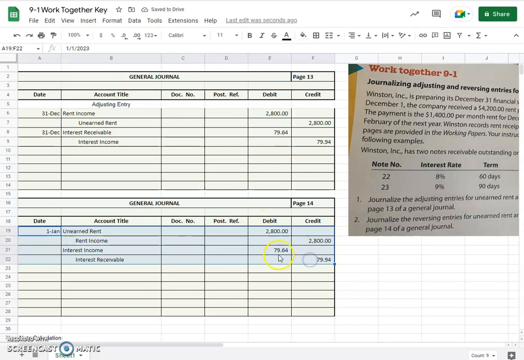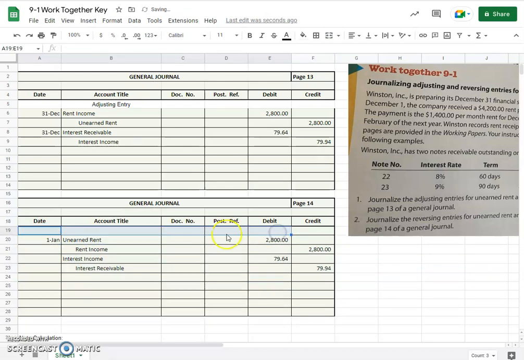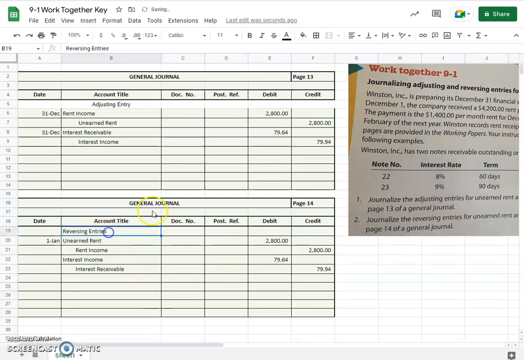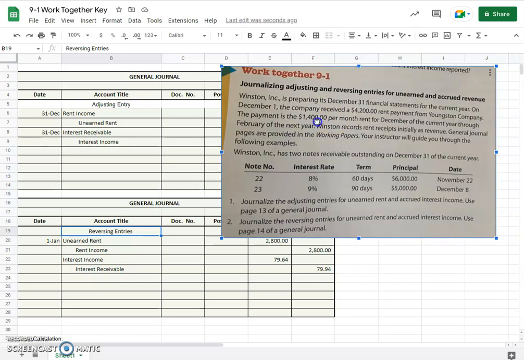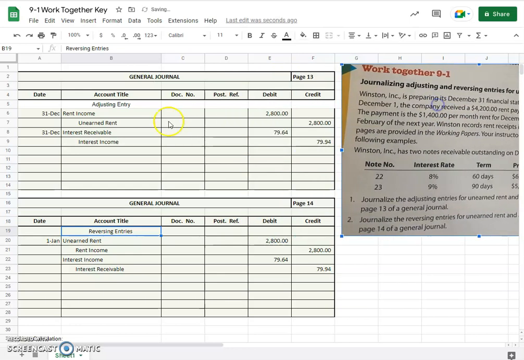The one thing that I never seem to do is put the title up, which we should. So we just paste it down: reversing entries. Okay. So we have completed our adjusting and reversing entries for both the rent revenue and interest. Okay, that is it for Work Together 9-1. You can do that on your own.